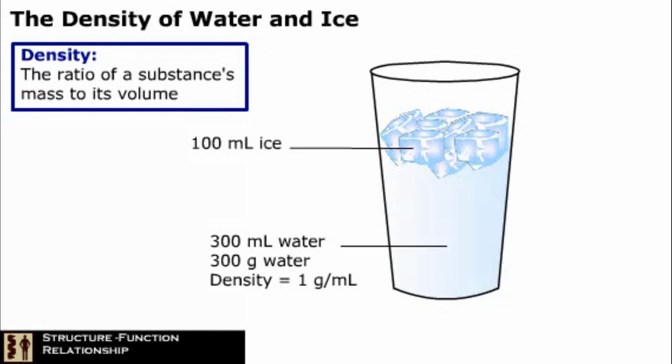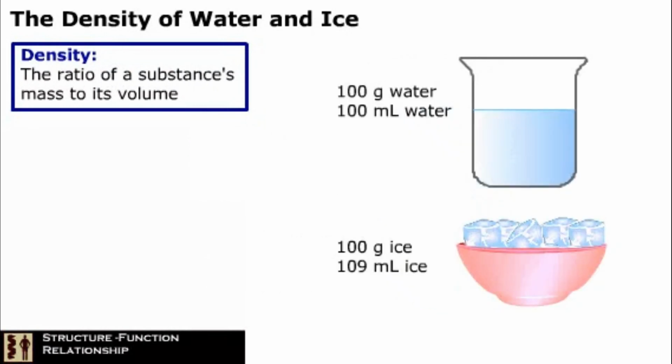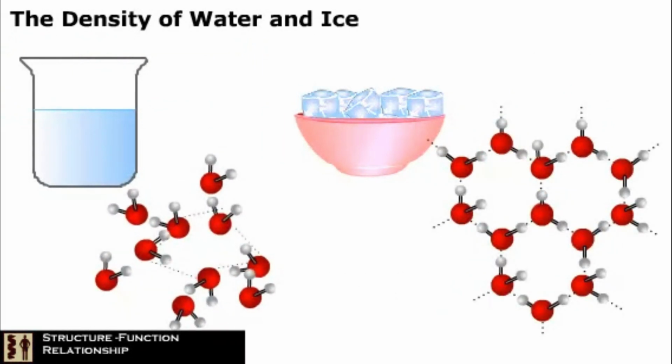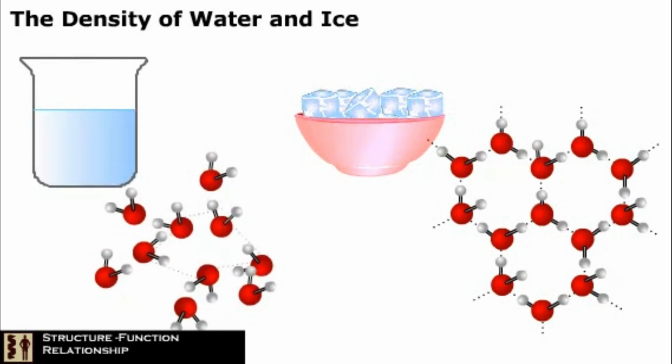Compare that to the mass of 100 milliliters of ice cubes. Their mass is just 91.7 grams, so the density of ice is 0.917 grams per milliliter. The definition of density tells us that a given mass of water molecules will have a larger volume in the solid phase. Therefore, the water molecules must be farther apart in ice than they are in liquid water. This results from the different hydrogen bonds in water and ice.